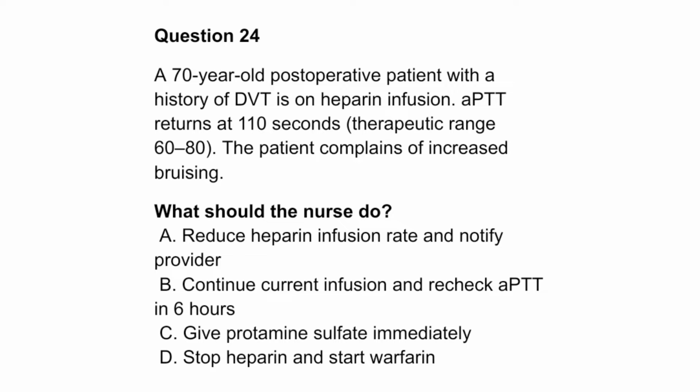Question 24. A 70-year-old postoperative patient with a history of DVT is on heparin infusion. APTT returns at 110 seconds, therapeutic range 60 to 80. The patient complains of increased bruising. What should the nurse do? A. Reduce heparin infusion rate and notify provider. B. Continue current infusion and recheck APTT in 6 hours. C. Give protamine sulfate immediately. D. Stop heparin and start warfarin.